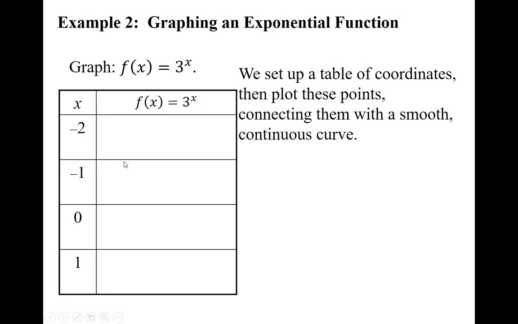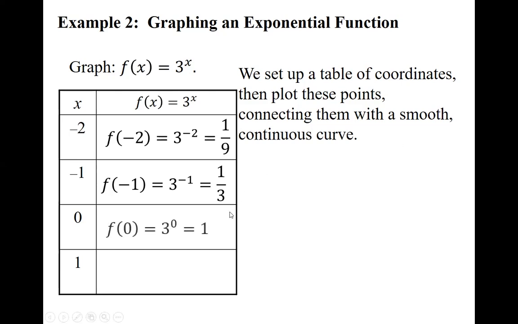So plugging in -2, that would be 3 to the -2, or 1 over 3 squared, 1 over 9. Plugging in -1, that would be 3 to the -1, or 1 over 3 to the first, 1/3. Anything to the 0 power is 1, and anything to the first power is itself. So 3 to the 0 is 1. 3 to the 1 is 3.